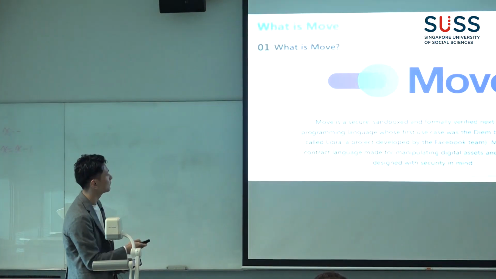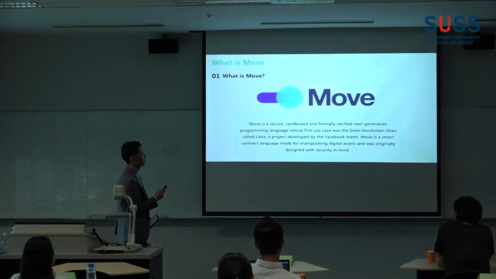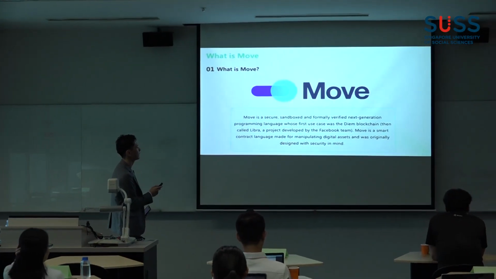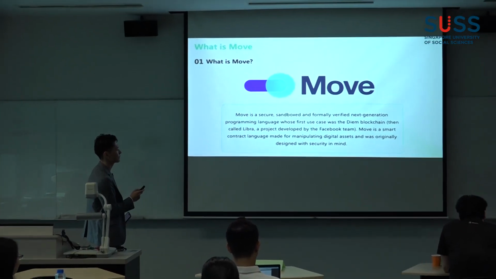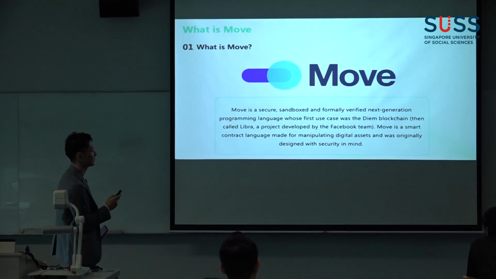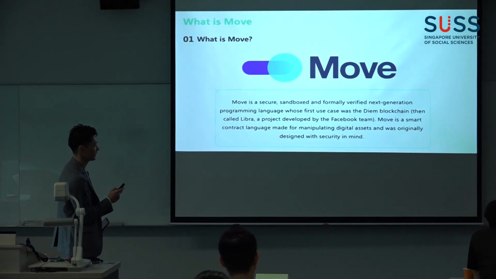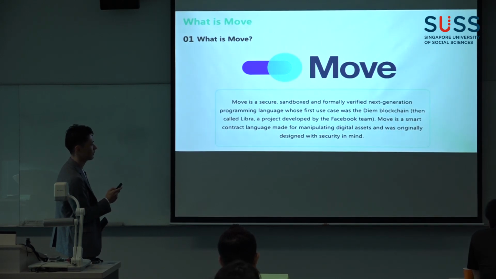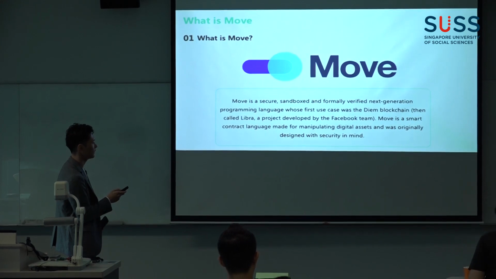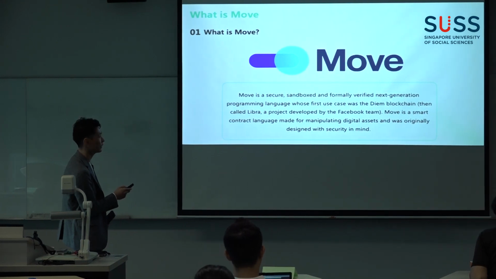So what is Move? Move is a secure, sandboxed, and formally verified next-generation programming language whose first use case was the Diem blockchain, then called Libra. This project was halted by the SEC, but was developed by the Facebook team. The engineers left the team and started building different blockchains based on Move. Move is a smart contract language made for manipulating digital assets and was originally designed with security in mind.